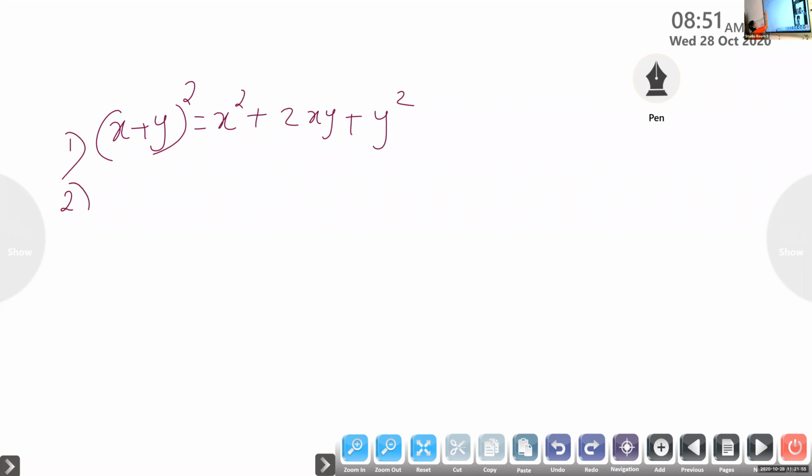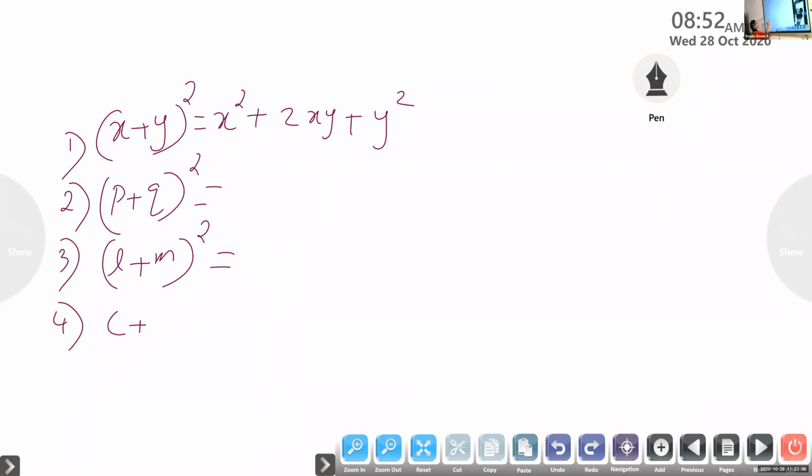So what is p plus q? Right, all of you? (p + q) whole square, (l + m) the whole square, (c + d) the whole square.